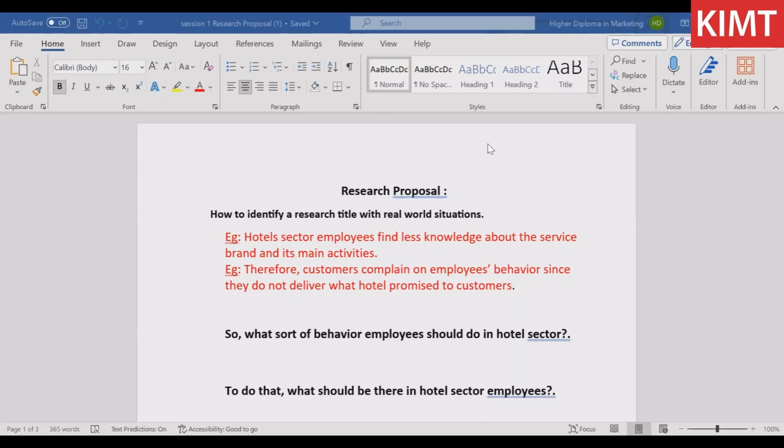Yes. Okay, so this is the research proposal you are supposed to prepare for your final assessment, right? Last week we understood how to identify the research title with real world situations. I said when you do the research proposal, examiners first look at whether your research title is scientific enough, and whether your research title has a variable connection. So that's the first part of it.